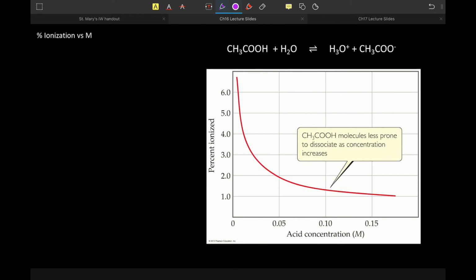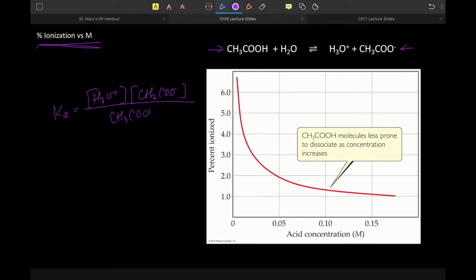All right, next up, here's your graph from the book that deals with percent ionization versus the molarity of my solution. So here is the hydrolysis for acetic acid, and we have our Ka over this part. Now, when we look at this graph, what it says is that at very low molarities, we have a lot ionized. At relatively high molarities, less of it is ionized.